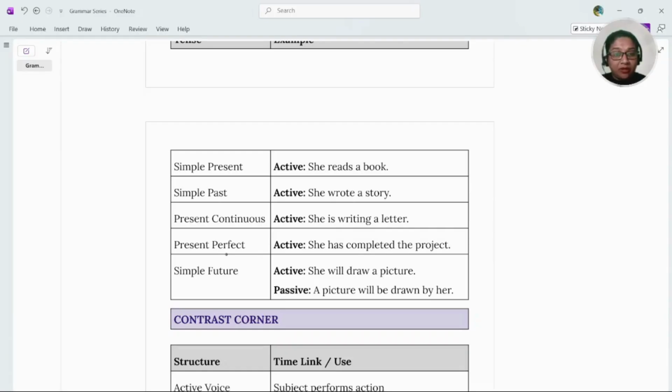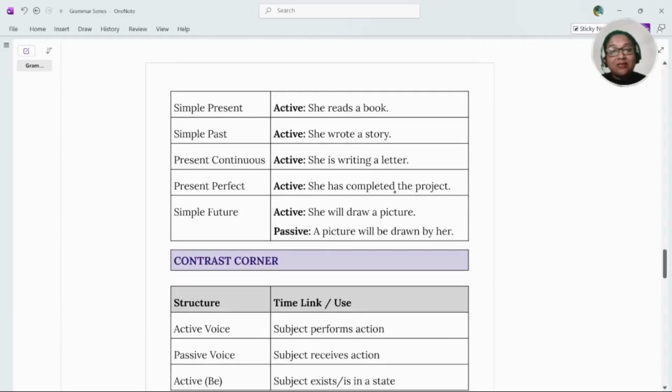Present perfect. Okay. It sounds like she has completed the project. All right. Now, simple future. Look at this. I've got two different sentences here. One is in terms of active, and one is in reference to passive. Okay. So the active voice in regards to simple future sounds like this: She will draw a picture.